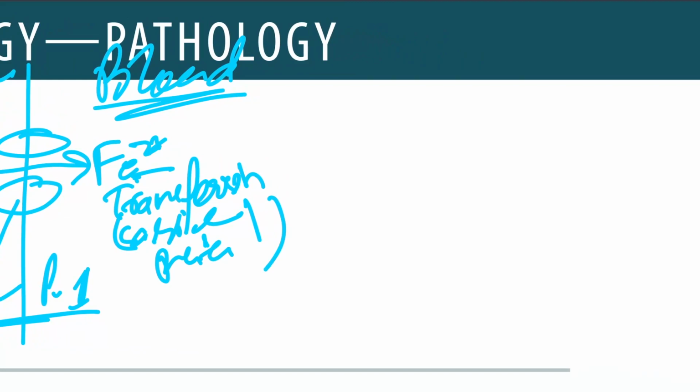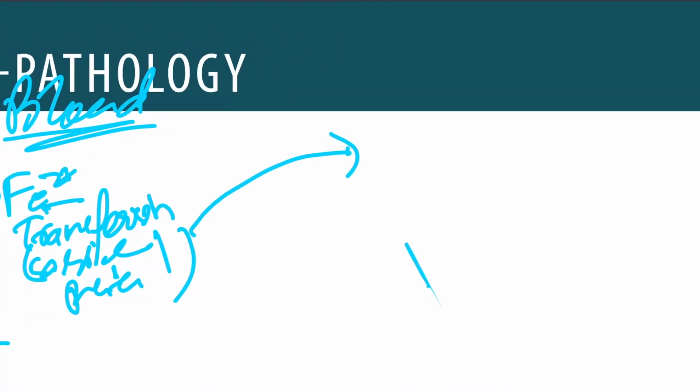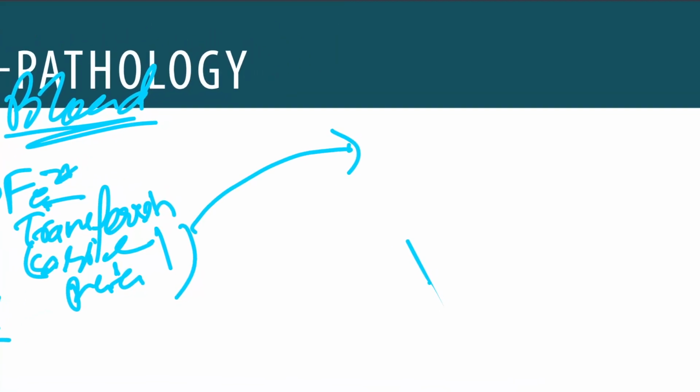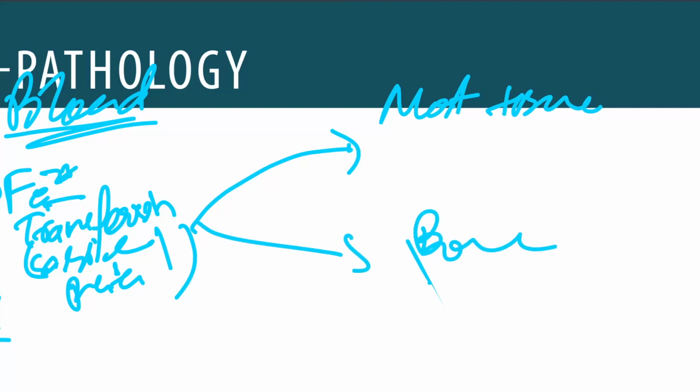From this transferrin now, from blood, we can go to storage states in most tissues. So let's just go to tissues. This transferrin is going to take it to the tissue levels, like most tissues, and also the bone for erythropoiesis. So Fe2 is going to go there, and Fe2 is also going there.